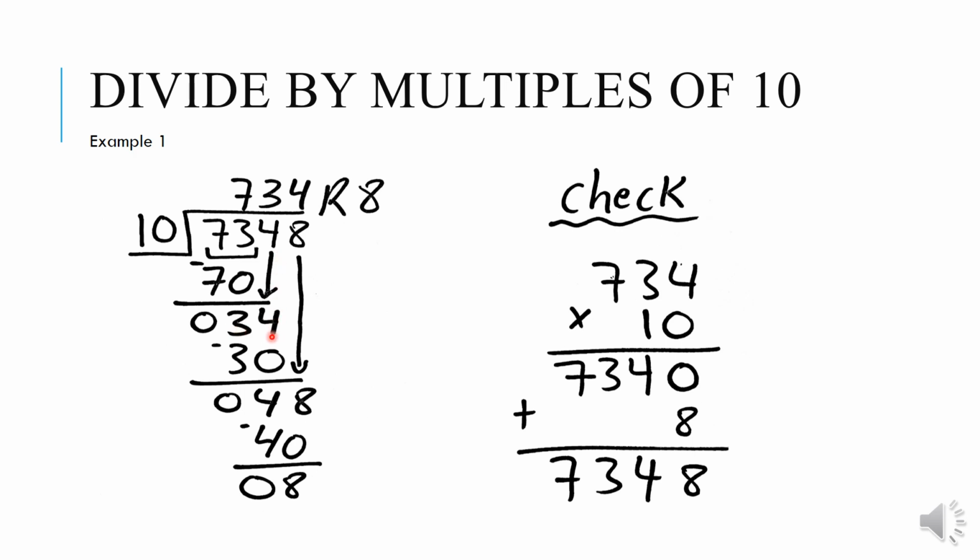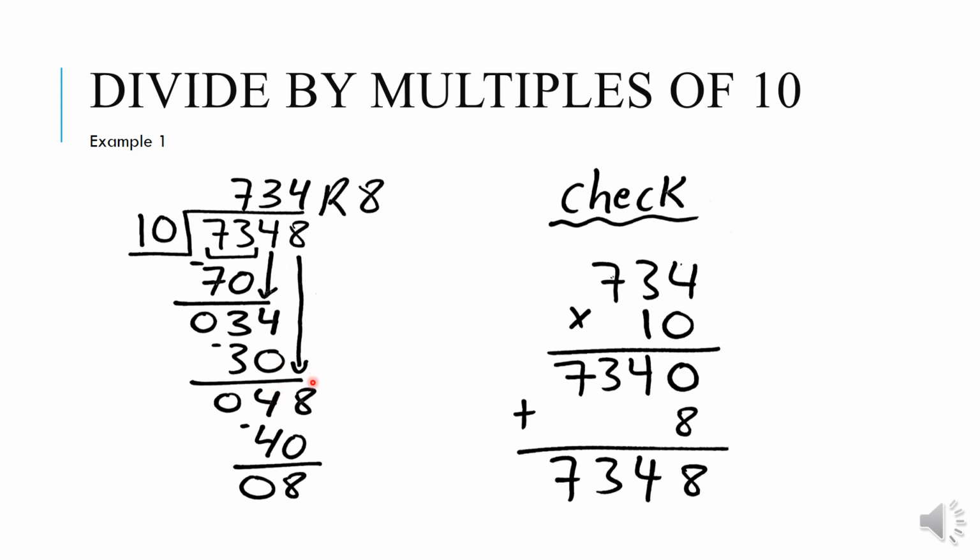Now I have to bring down the 4. Since I brought down a number from the dividend, I should repeat the long division process. Now I have 34. I ask myself, how many tens do I need to make 34 or almost 34? 10 times 3 is 30, 10 times 4 is 40. 40 is greater than 34, so I should use 10 times 3. I write it in the quotient next to the 7. 10 times 3 is 30. I write it directly under the 34. 34 minus 30 equals 4.